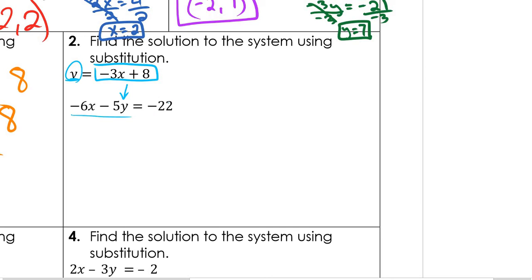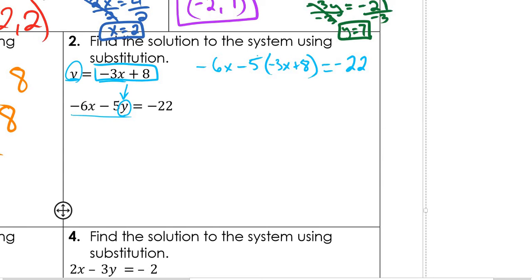We'll rewrite this equation, negative 6x minus 5. Instead of the y, we put parentheses because we know what y is now. It's negative 3x plus 8. Then we put the rest of the equation, minus 22.